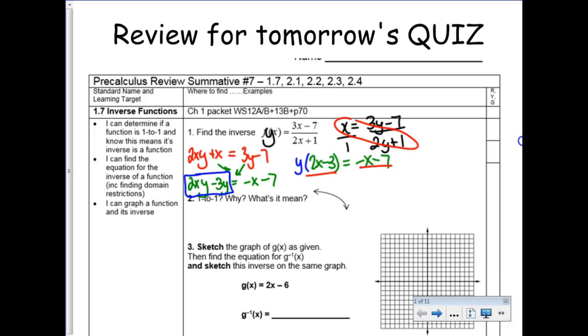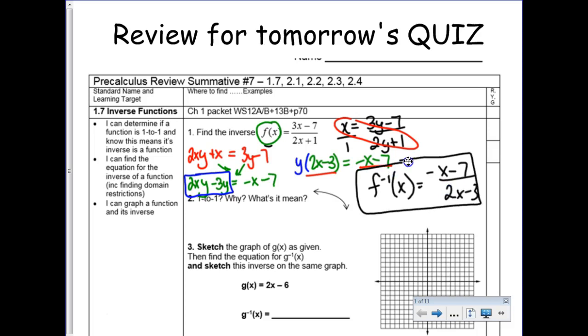But remember, you have to name the function accordingly. So if your original function was titled f of x, that means your inverse function would be titled f inverse of x. So it's negative x minus 7 over 2x minus 3. You guys do not have to worry about that being the best answer, whether it is or isn't, because I know all the equivalent answers. You don't have to worry about that.